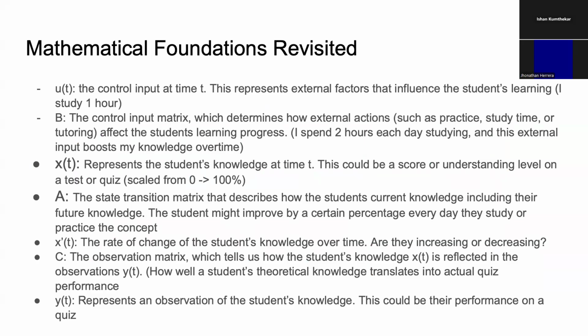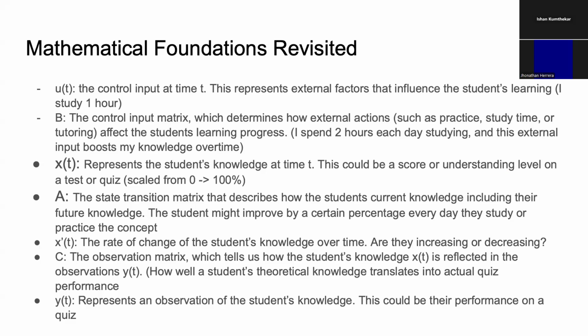X represents the student's knowledge at our current time. So this could be a score or understanding level on a test or quiz, and it can scale from 1 through 100%. Just how smart is the student at this time so far? A is pretty much the matrix that contains all the information from previously.